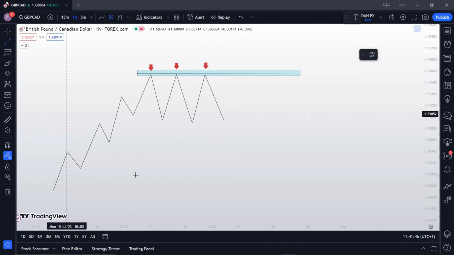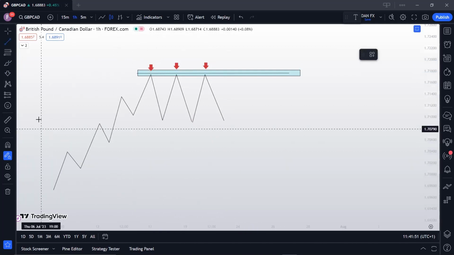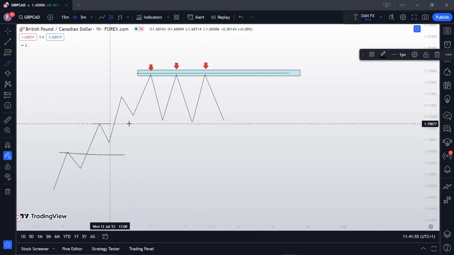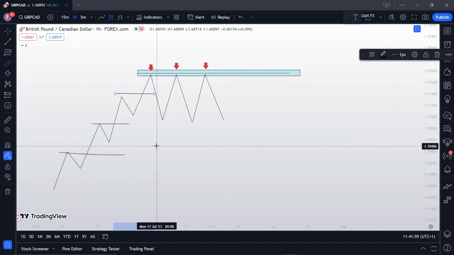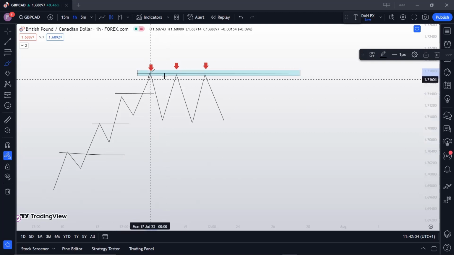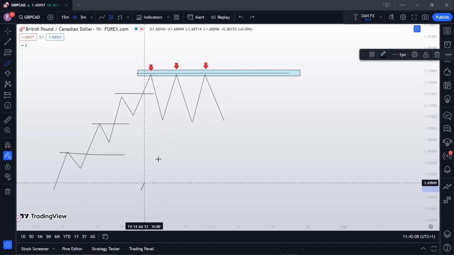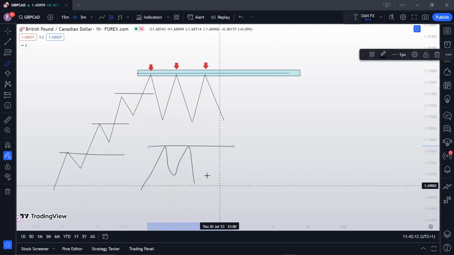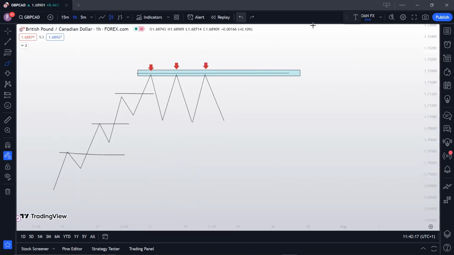You can draw your resistance from just one line because, let's say, this is resistance, this is resistance, this is resistance, this is also resistance. But the strongest resistance according to the internet is where the market has made at least two taps, right? So when you have two taps like this, one, two, right? So that's a valid resistance. This is not that valid, but it's also a resistance, right?